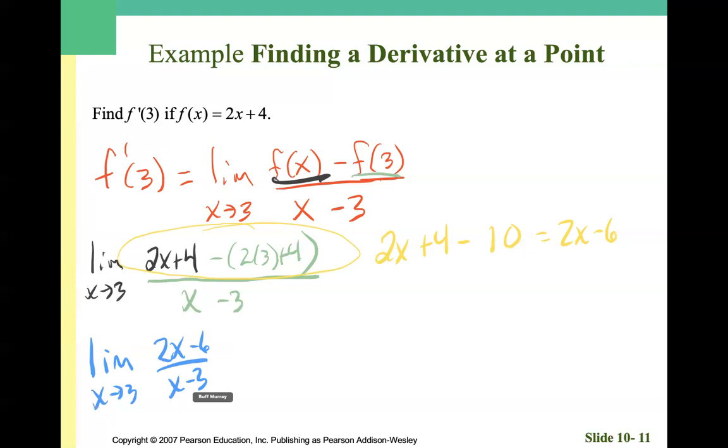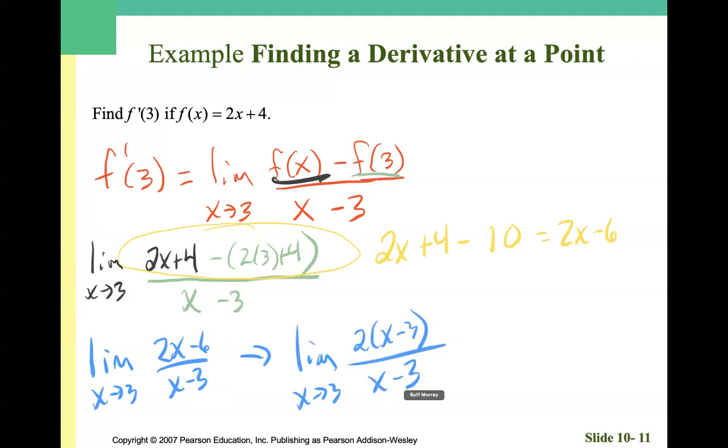And I still can't plug in 3 for x because I'll get 0 over 0 here. So what should we do? Factor the top, right? Limit as x approaches 3, we can take out a 2, and look at that. We ended up with a common factor of x minus 3 in both the numerator and denominator. And I can cancel there and there. And now we're left with the limit as x approaches 3 of 2, which is just going to be 2.